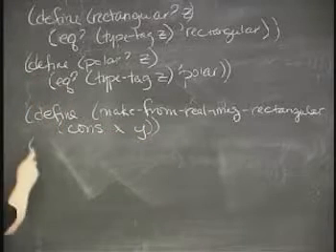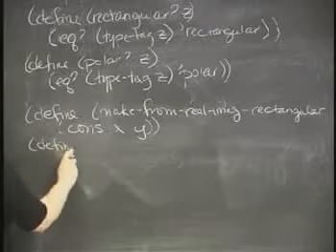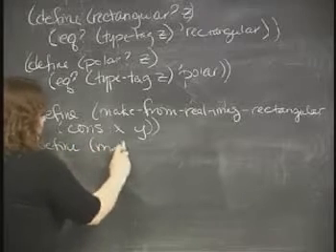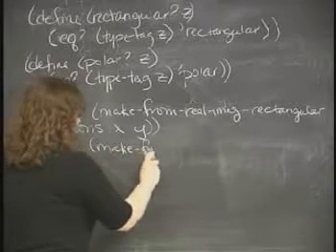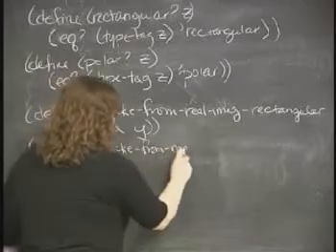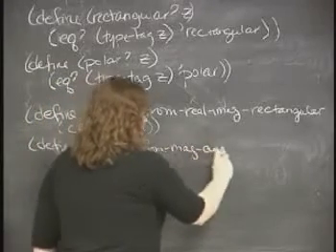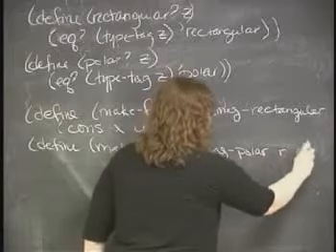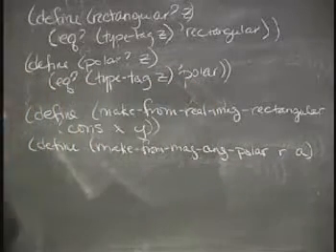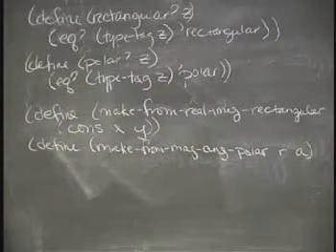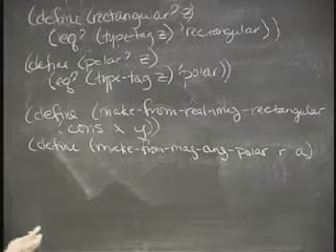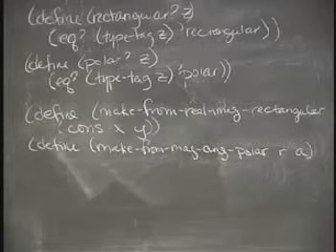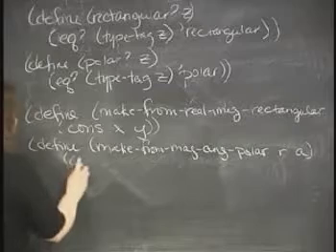Okay. Similarly, we could define make from mag angle polar. Just going to take an R and an A. Okay, so if we're making a magnitude and angle into a polar, that's our simpler case, right? Because we've already got the magnitude and the angle, so we can cons them together.